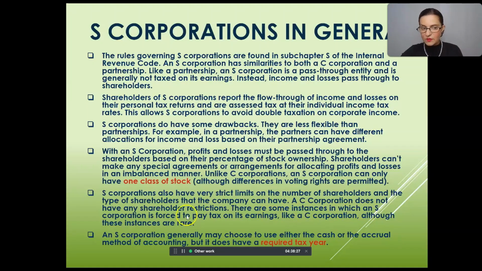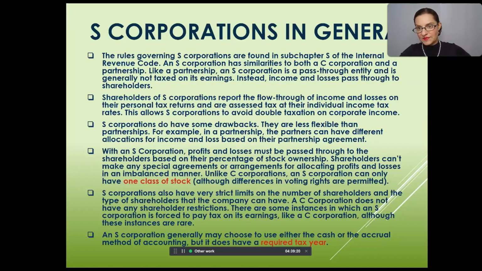There are some instances in which an S corporation is forced to pay tax on its earnings, just like a C corporation, although these instances are rare. And most of the time you will not see these. The only time really that you have an S corporation that pays income tax is when it was a C corporation in the past. If an S corporation has always been an S corporation from its inception, then it's not going to pay tax on its earnings. The time when an S corporation pays tax on its earnings is when it used to be a C corporation, and it still has some accumulated earnings from when it was a C corporation.